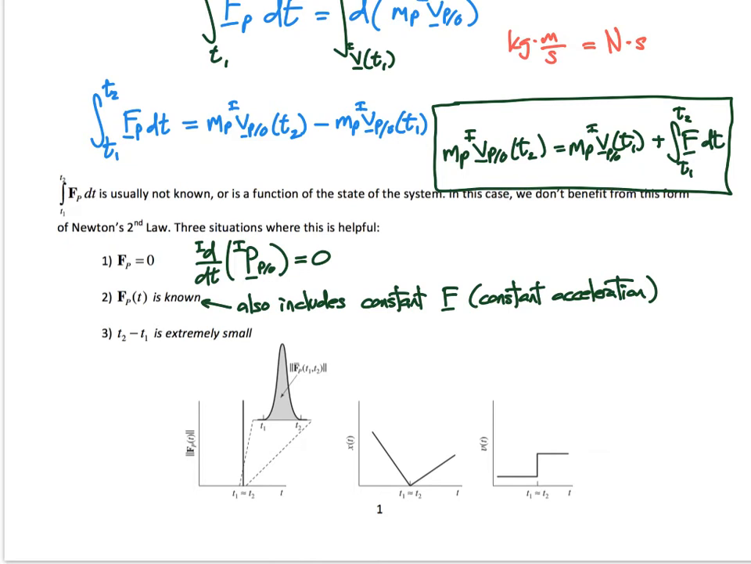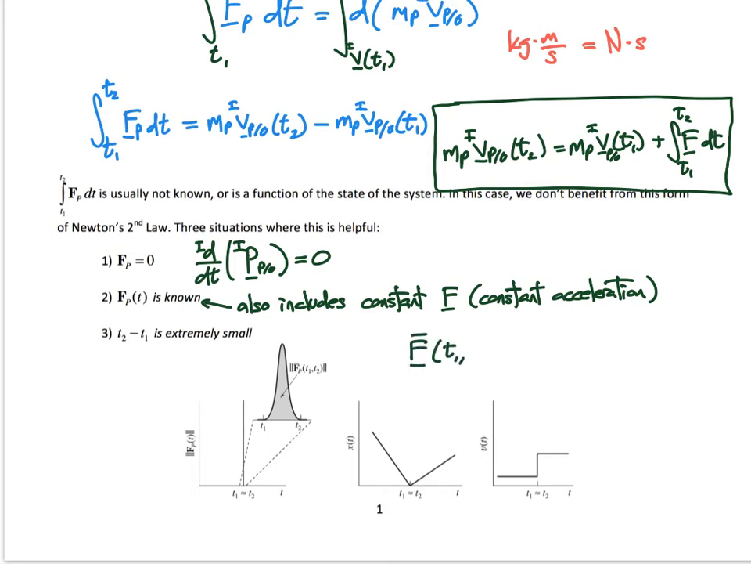The third instance where this alternative form of Newton's second law is really handy is when we have a really small time period coupled with a sufficiently high force. This is called an impulsive force. The impulsive force we write as an F with a hat, so it's still a vector.